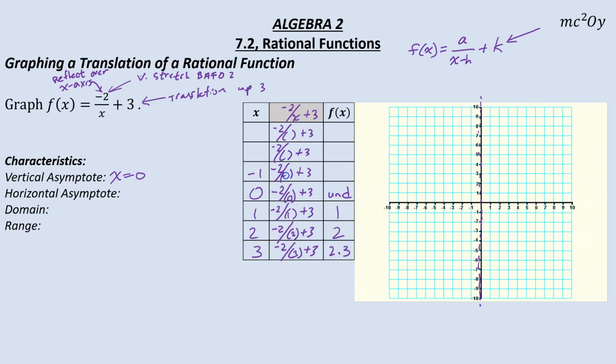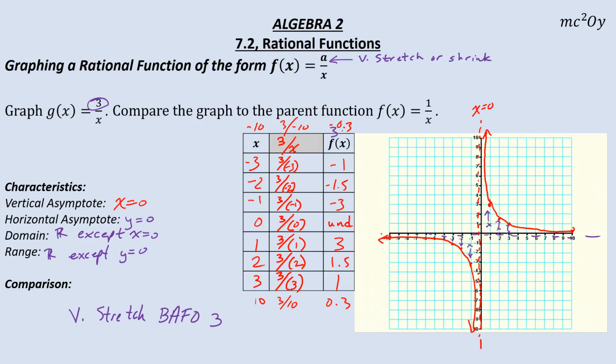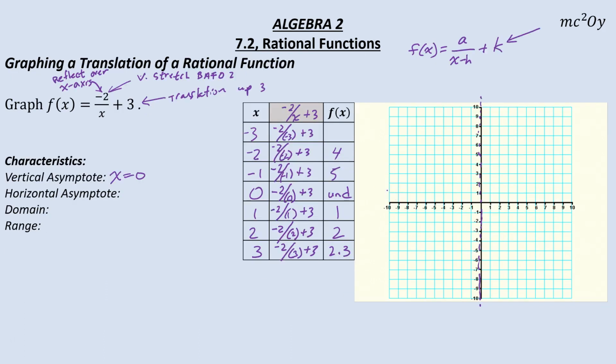And we put in negative 1. We get 5. Put in negative 2, and we get 4. And we put in negative 3, and we get 3 and 2/3, or 3.7 if we round it. Okay, and so plotting our points: 1, 1; 2, 2; and 3, 2 1/3.